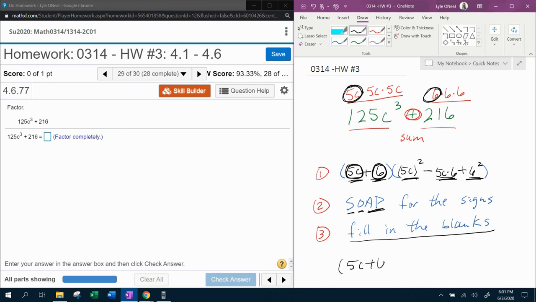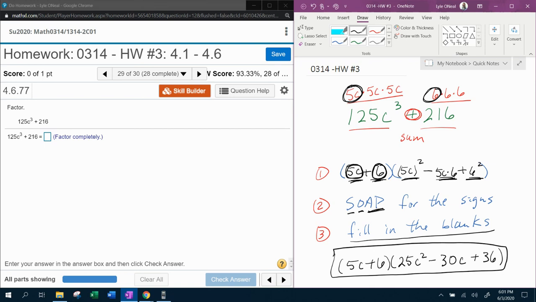Now, the final answer, 5c plus 6, 5c squared, that's 25c squared, minus 5c times 6 gives me 30c, plus 6 squared, which is 36. And that is my final answer, factored completely.